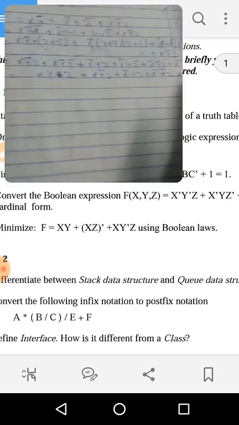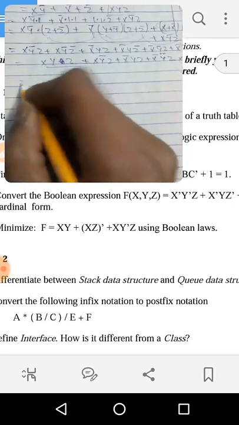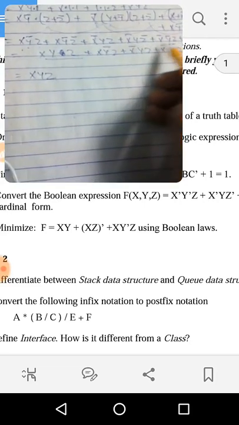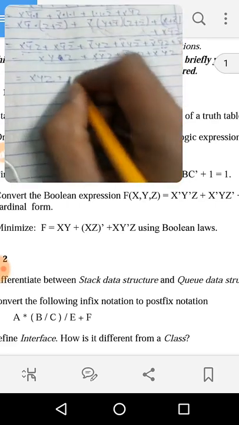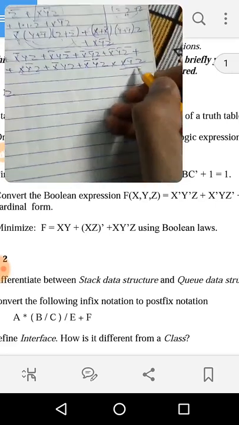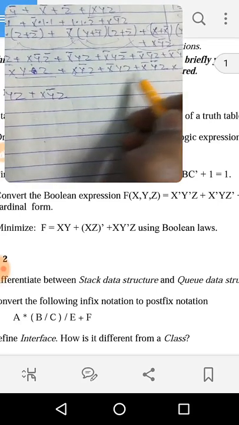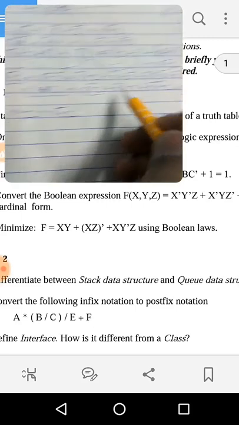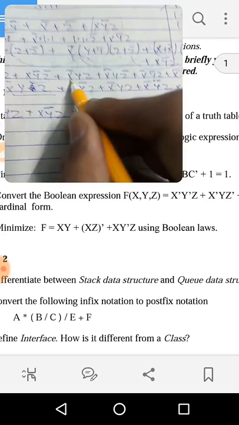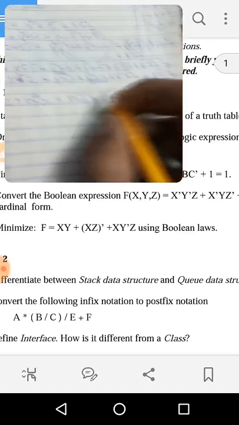Then we watch for common terms. xyz is not repeating, so we write it here. x y bar z appears here and here, so we write it like this. And here also x y bar z bar appears twice, and it is not repeating elsewhere, so we write it like this only. Then x bar yz appears here and here, so we write it like this.